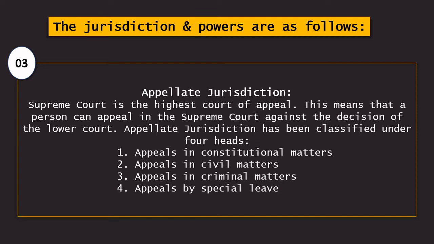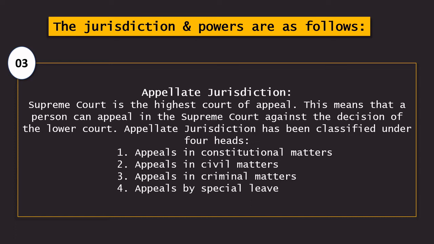First, appeals in constitutional matters. A. In constitutional cases, an appeal to the Supreme Court can be made against a High Court's decision if the High Court certifies that it involves a substantial question of law that requires interpretation of the Constitution. B. The party in the case based on the certificate can appeal to the Supreme Court claiming that the question has been incorrectly decided.